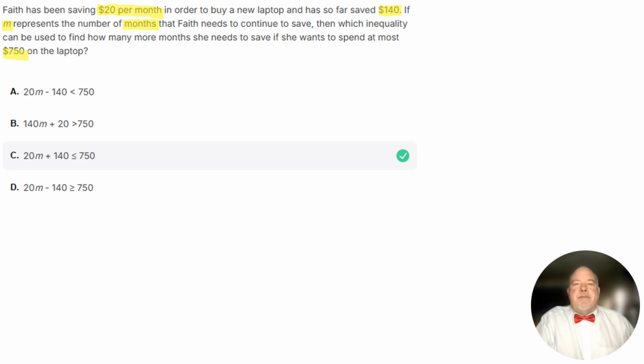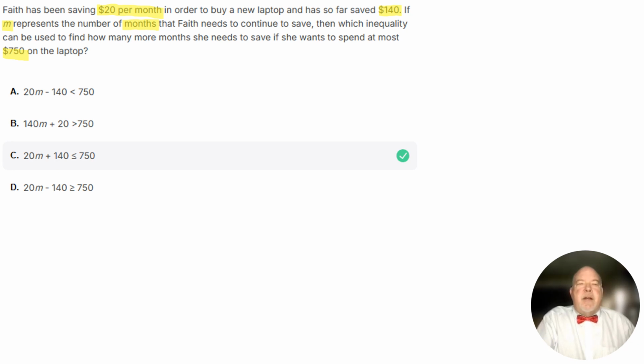$750 on the laptop. So let's just condense this, kind of summarize what this is saying, which I think is a good tactic when you're doing word problems, is to just get an understanding of what's going on here. And so you've got Faith who's saving $20 each month. She's so far got $140 saved up, and she wants to spend at most $750 on the laptop.